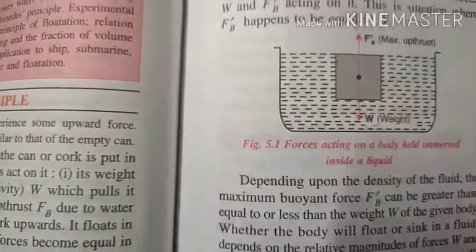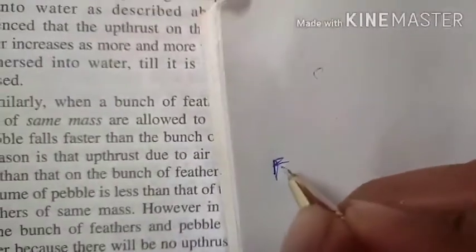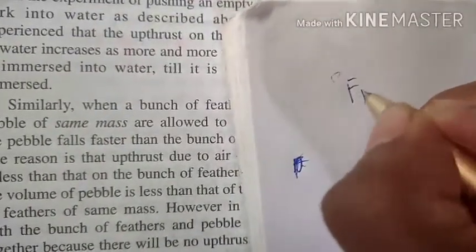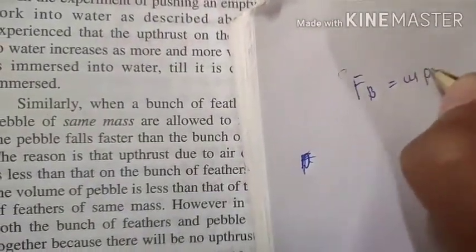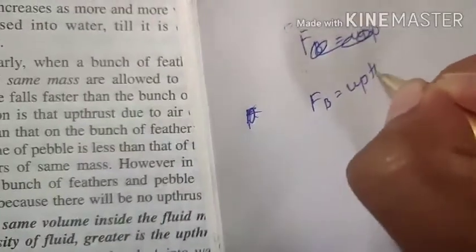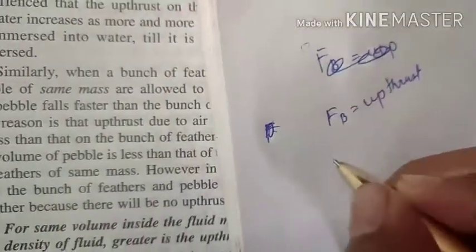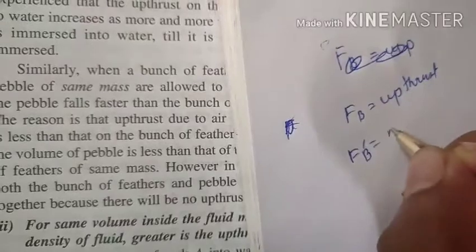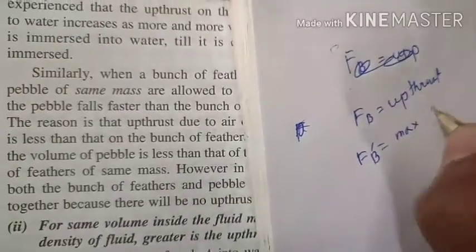So we know that FB is the upthrust, and F prime B is the maximum upthrust.